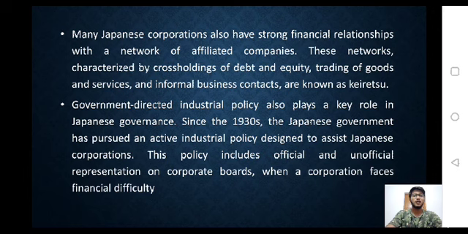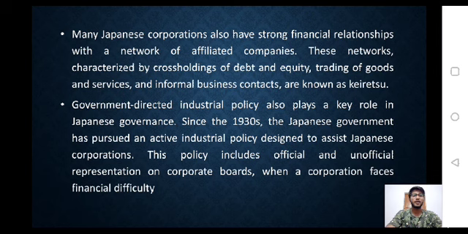So the next is that many Japanese corporations also have strong financial relationships with a network of affiliated companies. These networks, characterized by cross-holdings of debt and equity, trading of goods and services, and informal business contacts, are known as keiretsu. These activities are performed with the affiliated companies. They are also shareholders, considered as insider shareholders in the company.